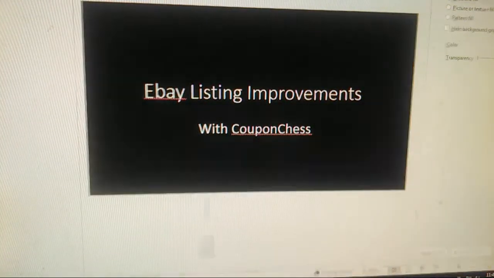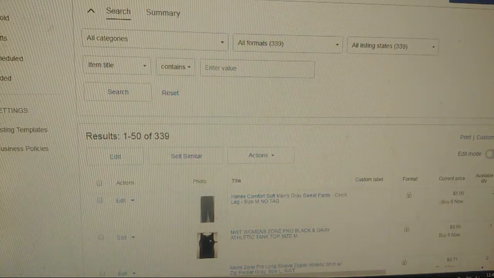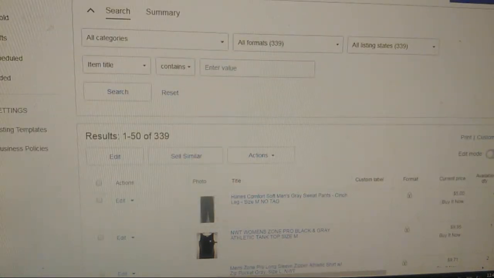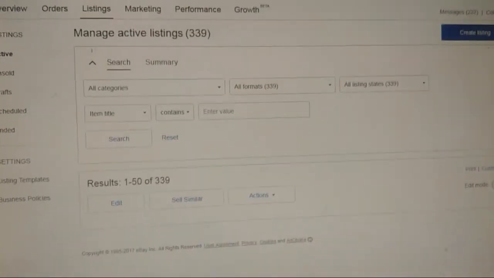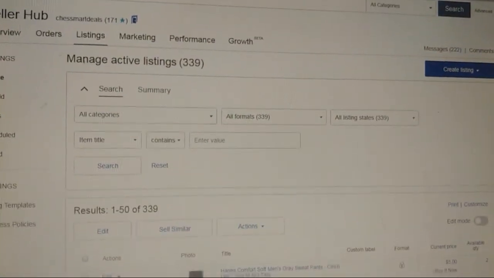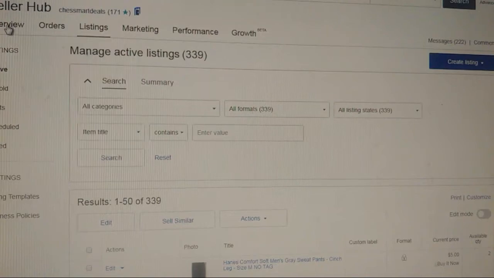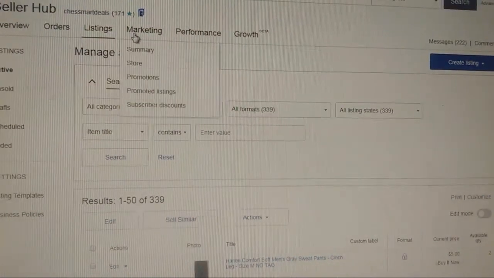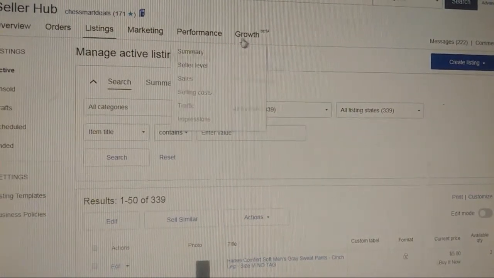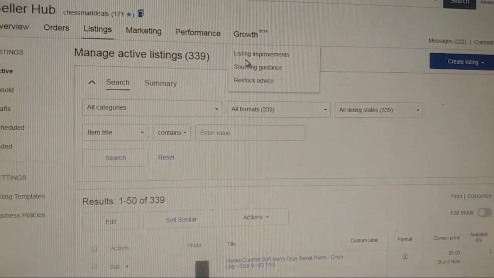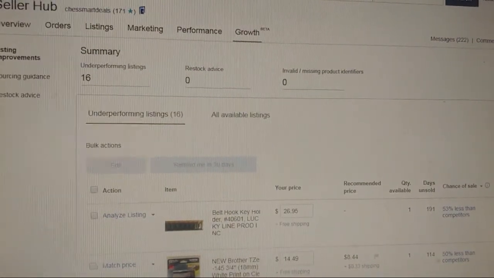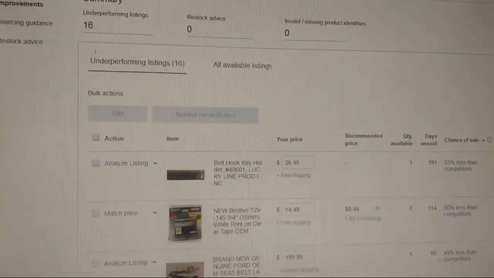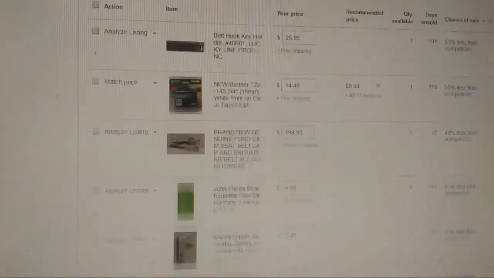So if you go into your eBay seller page, up the top, I click sell. Now, when you go into your seller hub, you're going to see a bunch of headings across the top. Go to growth, click on listing improvements, and then they're going to give you what eBay has seen as underperforming listings that you have for whatever reason.